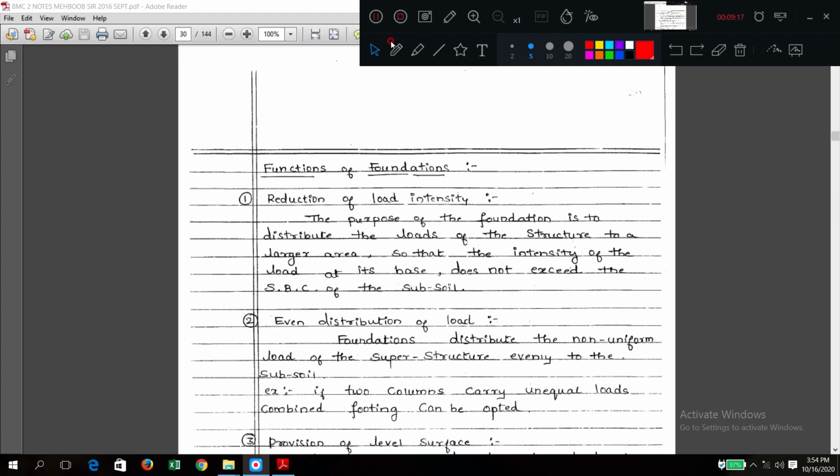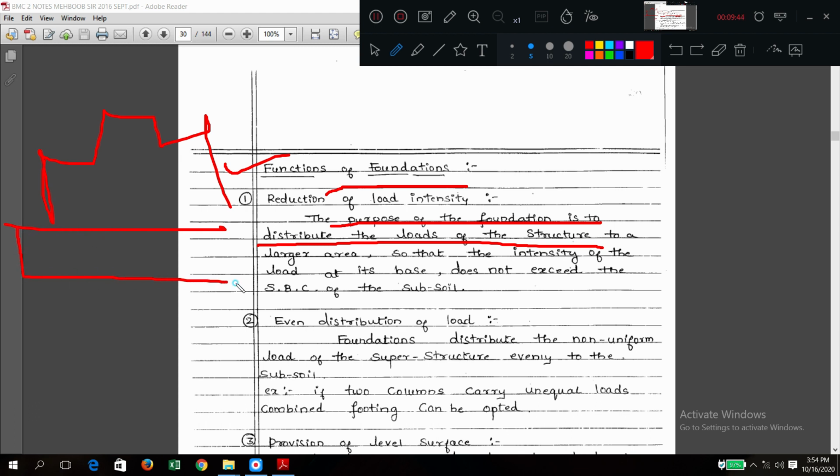Now, a very important concept or question from your exam point of view: the functions of foundation. Very, very important functions. A lot of times it has been asked. First is reduction in load intensity. What is happening? The purpose of the foundation is that it will distribute the load of the structure, if this is a building, to a larger area.